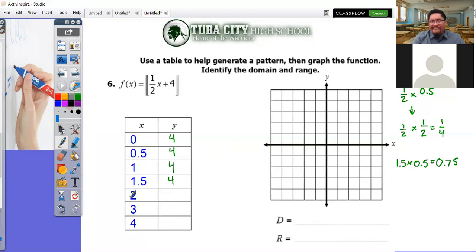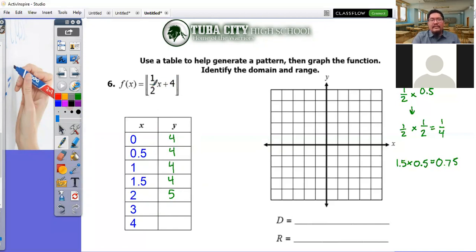So let's go ahead and keep going. Let's go with 2. So in this case, I'm going to put 2 in here. So 2 is times half. So half of 2 would be 1, and 1 plus 4 would be 5. And now we round 5 down. And since it's already an integer, well, we're going to get 5.